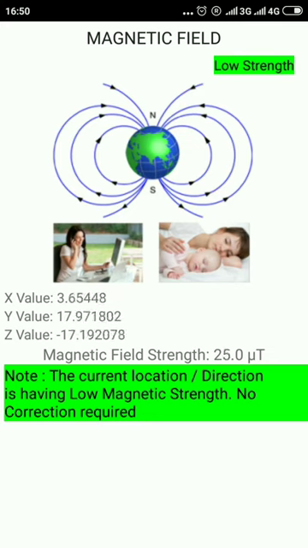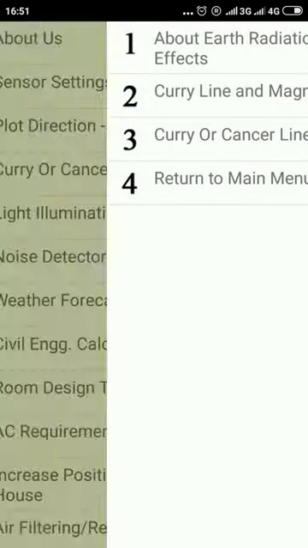However, try to avoid the location for sleeping if the magnetic field strength is greater than 75 microtesla. Use copper wires or small copper rods around the magnetic field affected area to reduce its strength. Press back button to go back to previous menu. Press back button to go back to main menu.